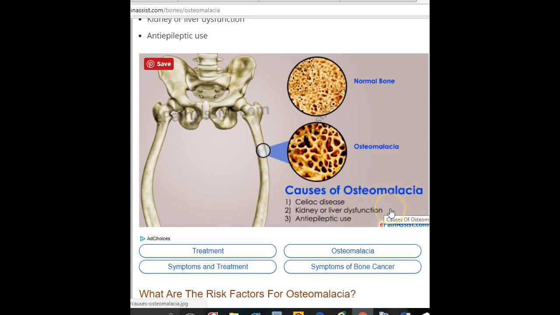Kidney or liver dysfunction. So why kidney or liver dysfunction could be a very, very long answer. One thing kidneys do for you is that they're supposed to conserve calcium from the blood when they're filtering, and an anti-epileptic or an anti-seizure medication would force the brain, and the neurons, to use more calcium for neurotransmitter movement or neurotransmitter release, thus depriving the bones of that calcium, or forcing osteoclasts to break down bone to fulfill those calcium needs.